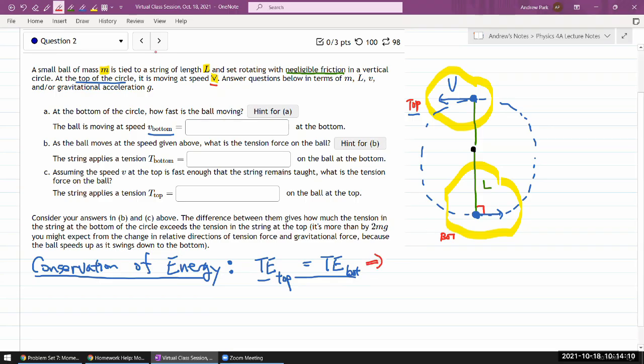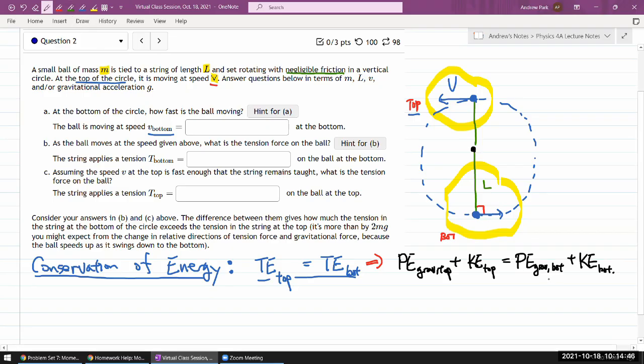So breaking out the total energy in terms of the potential energy and kinetic energy, I have gravitational potential energy at the top plus the kinetic energy at the top is equal to the gravitational potential energy at the bottom plus the kinetic energy at the bottom. And let me set some references to make my problem solving simple.